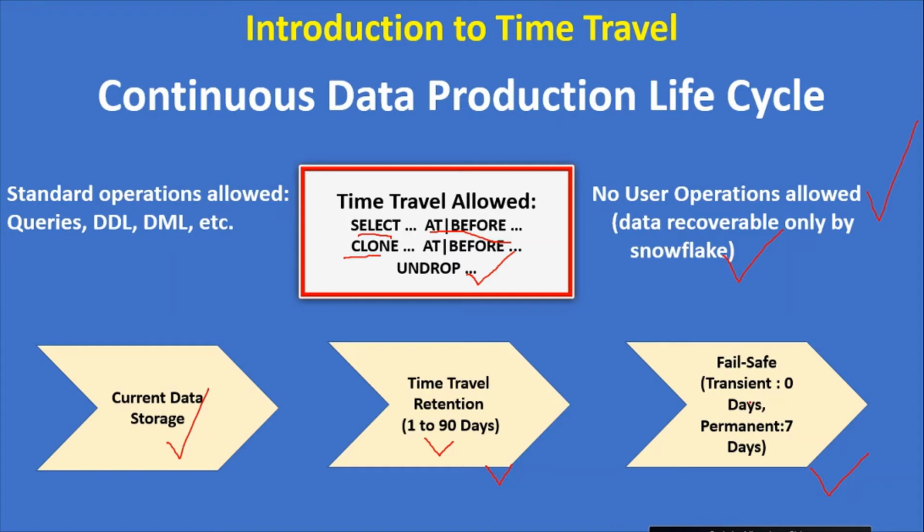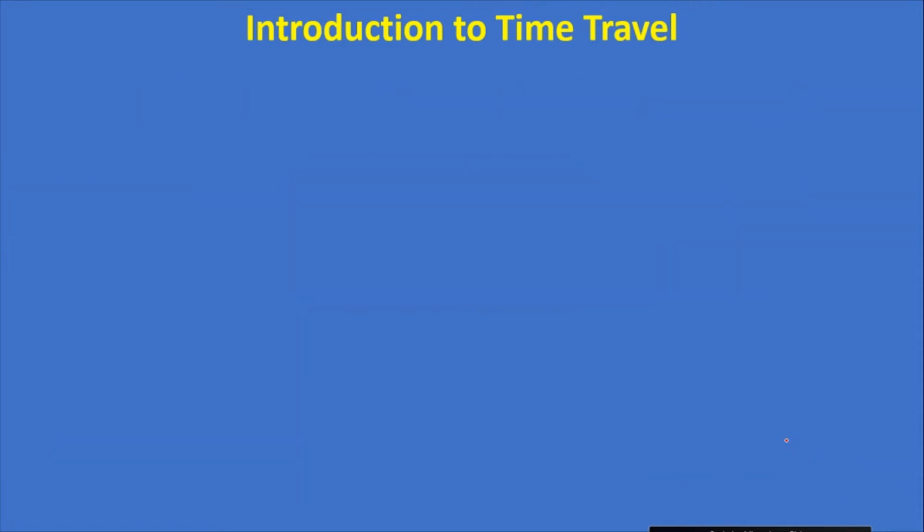Please note that for a transient table, there is zero fail safe. That means fail safe is not applicable for a transient table, and for a permanent table 7 days will be there. Whereas time travel is 1 to 90 days, in fail safe it is only 7 days.